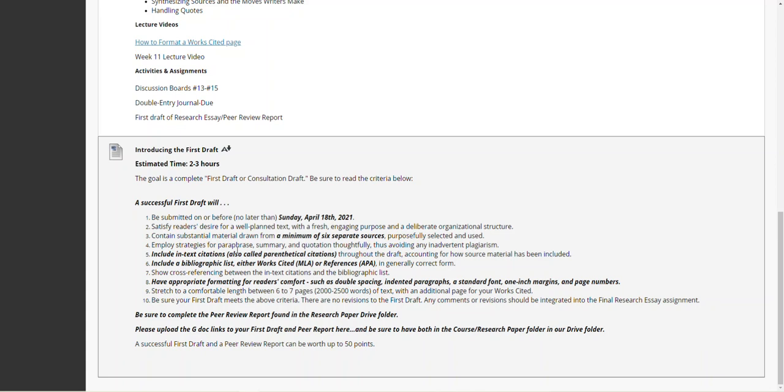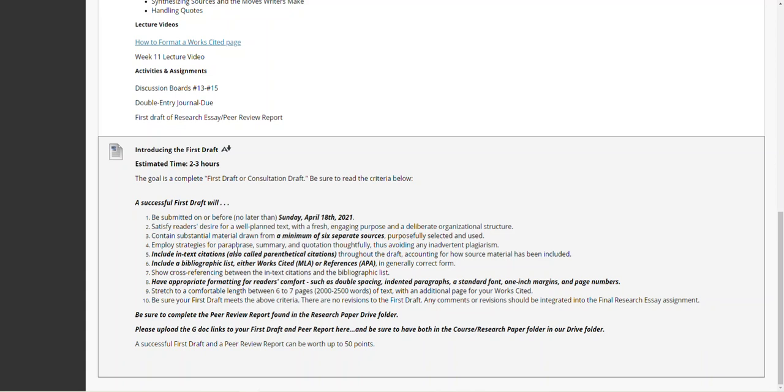I'm going to stretch this to about 6-7 pages, 2,000 to 2,500 words. I'm a big word count person, so you want to make sure you have that length excluding the works cited page. And one point I want to make as you read through these, and I assure you everyone should take the time to read through the criteria here: be sure the first draft meets all the above criteria.